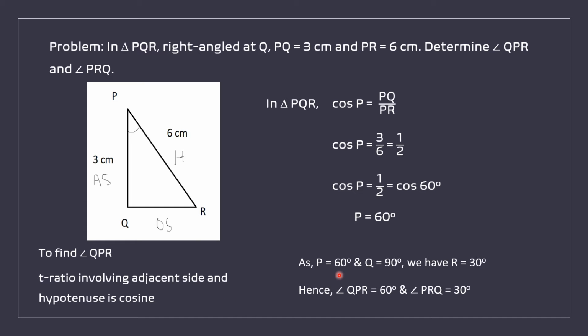As P is 60 and Q is 90 degrees, we have R equal to 30 degrees. We used the angle sum property, that's it. Hence, angle QPR is equal to 60 degrees and angle PRQ is equal to 30 degrees. In this way, you can do the problems.